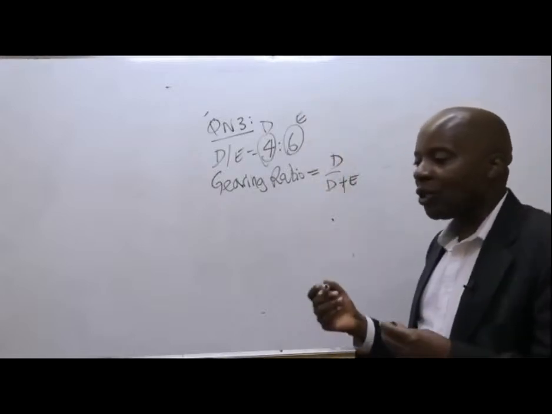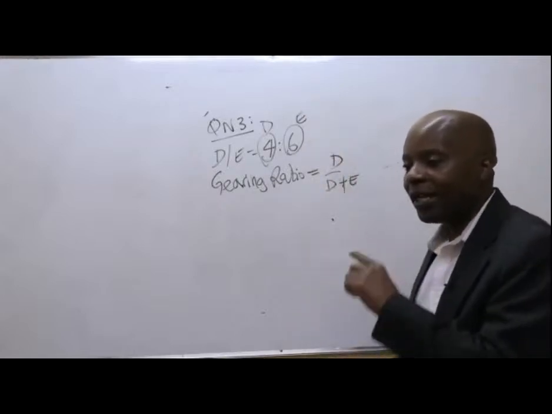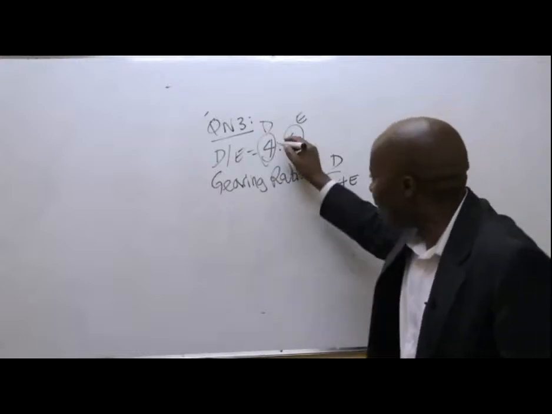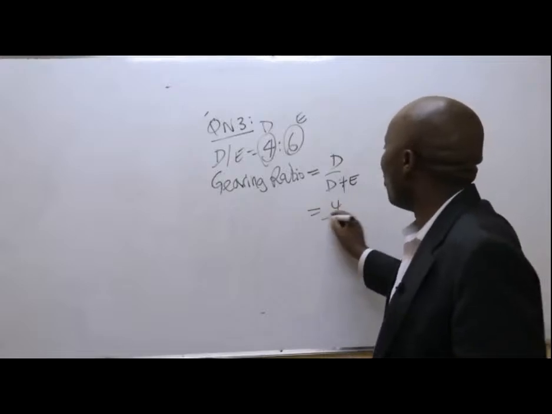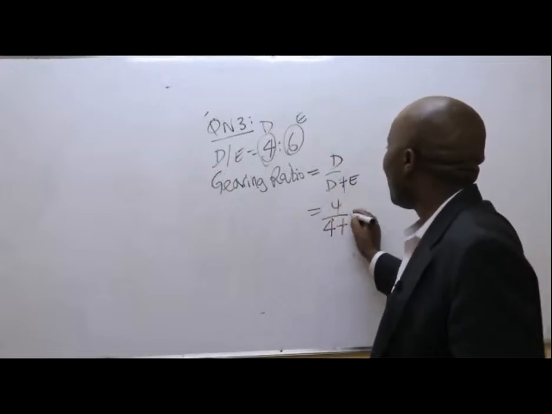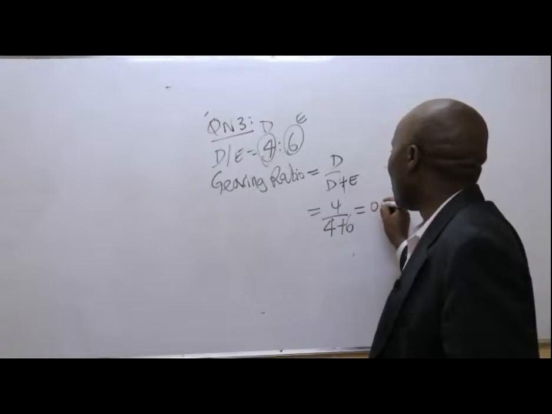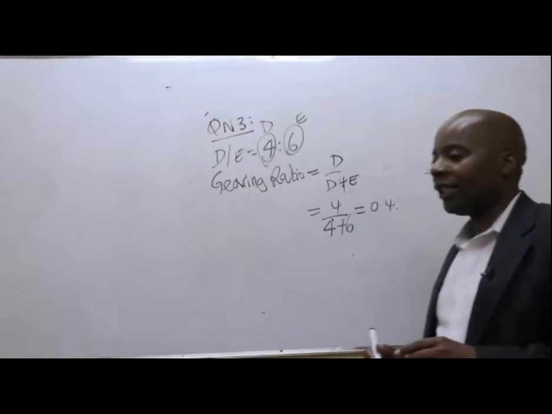So here you can't use the concept of 1:1 because already there is this "is to". So what do we have here? We have 4 all over 4 plus 6, which will end up giving me 0.4.